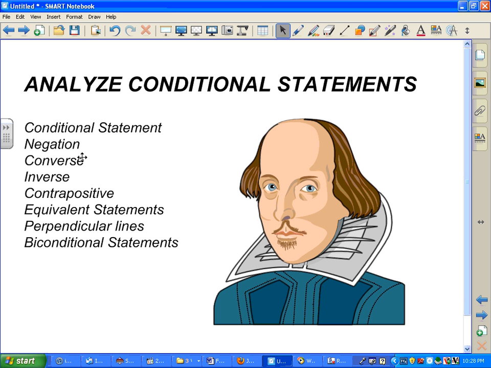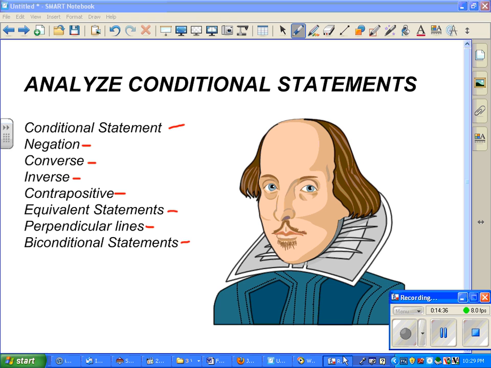So let's review. A conditional statement is if-then. Negation is the opposite of whatever it says. Converse: switch the hypothesis and conclusion. Inverse: negate both the hypothesis and conclusion. Contrapositive: switch the hypothesis and conclusion and then negate them both. Equivalent statements: conditional goes with contrapositive, converse goes with inverse. Perpendicular lines meet at a right angle. Biconditional statements: if the conditional and the converse are true, you can write it as a biconditional using if and only if. If you need to go through this video a couple times, that's what it might take.